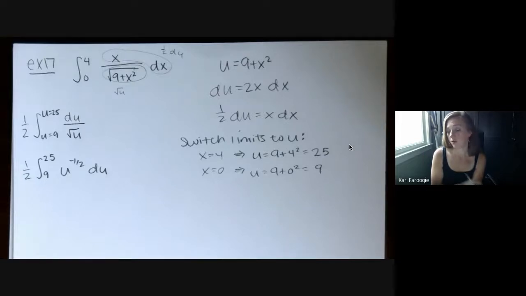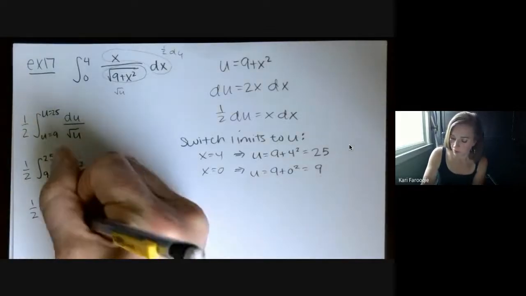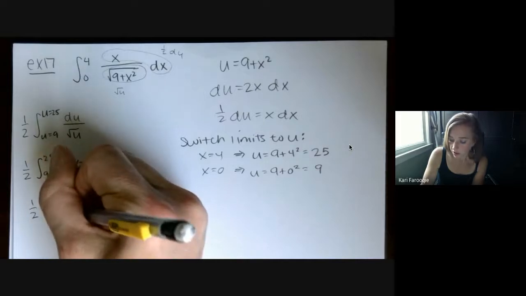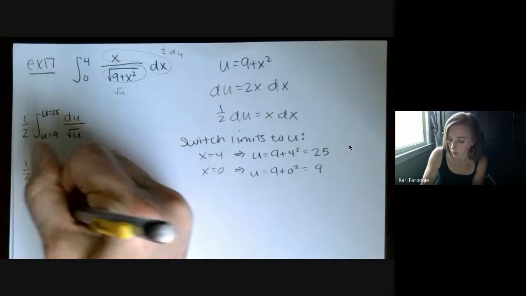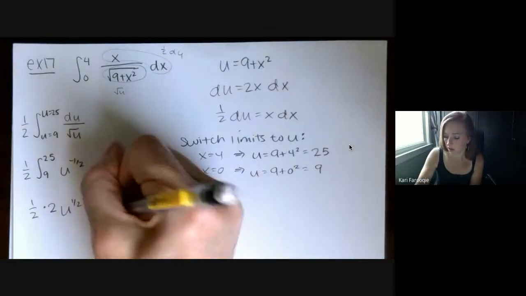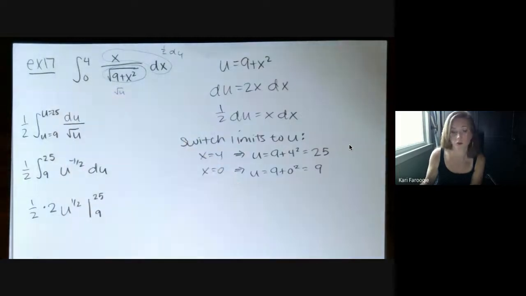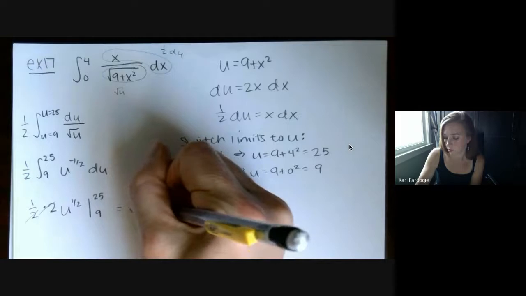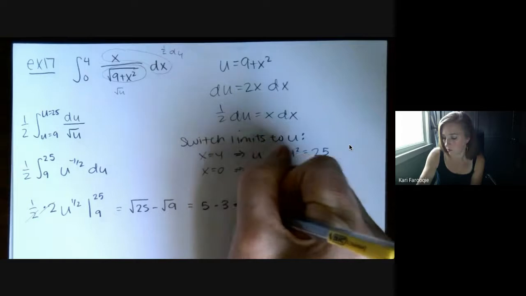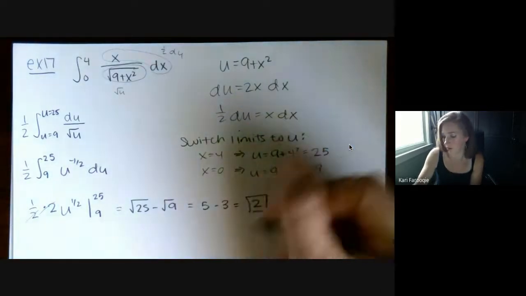And then we'll integrate. Increase your exponent by 1. That gets you to the positive 1/2. When you divide by positive 1/2, you multiply by 2. And we'll take that from 9 to 25. And the 2's will cancel. And this leaves you with the square root of 25 minus the square root of 9, which is 5 minus 3, which is 2.